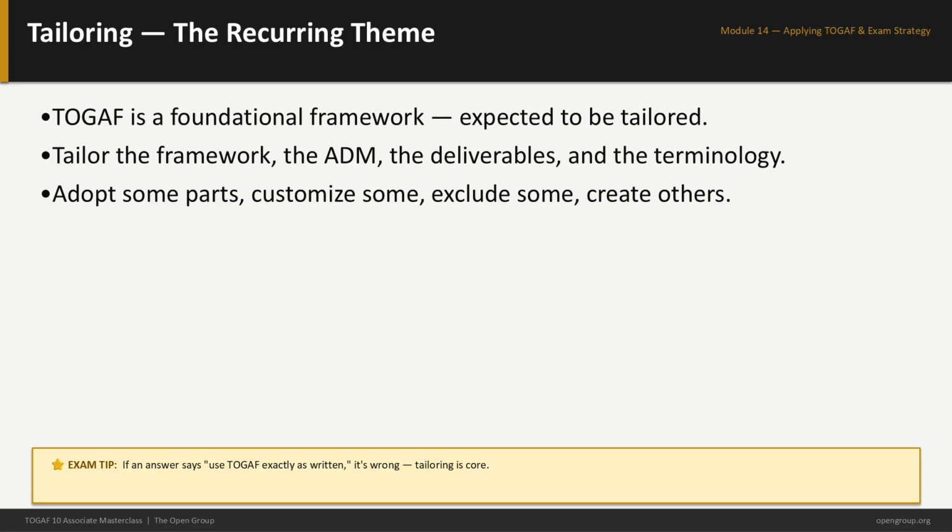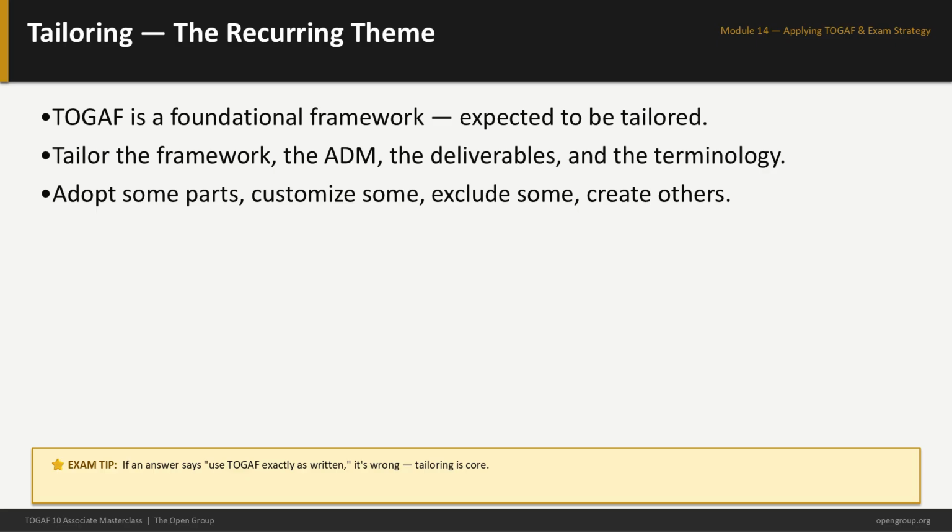Let's reinforce the single most recurring theme of this entire course: tailoring. TOGAF is a foundational framework, and it is expected to be tailored. You tailor the framework, the ADM, the deliverables, and even the terminology. The pattern, stated again and again, is adopt some parts, customize some, exclude some, and create others to fit your context. So here's a reliable exam heuristic that served you throughout.